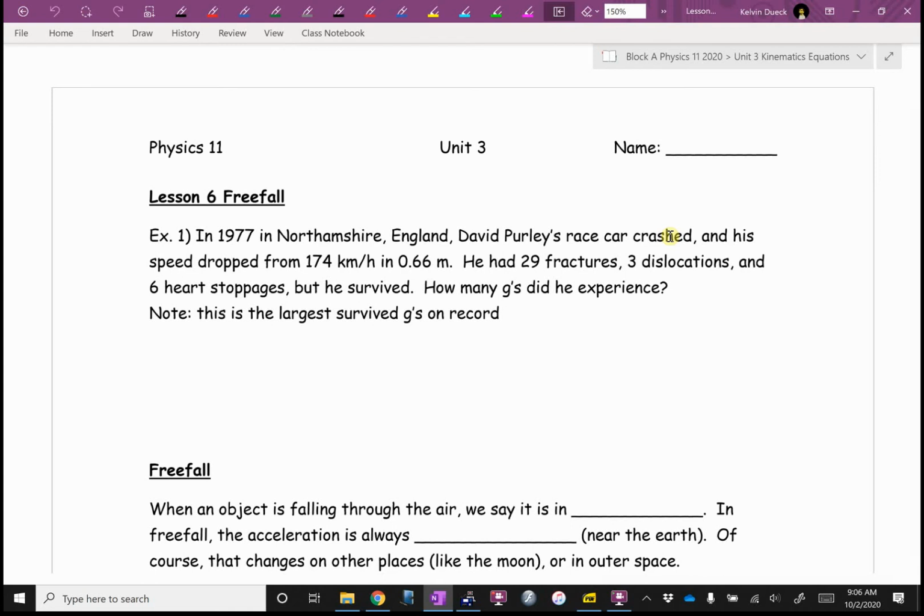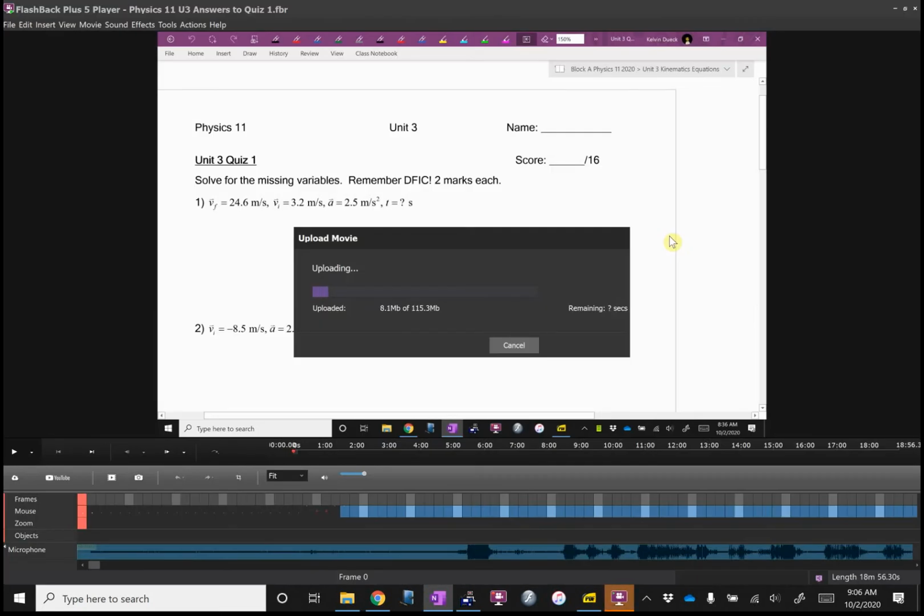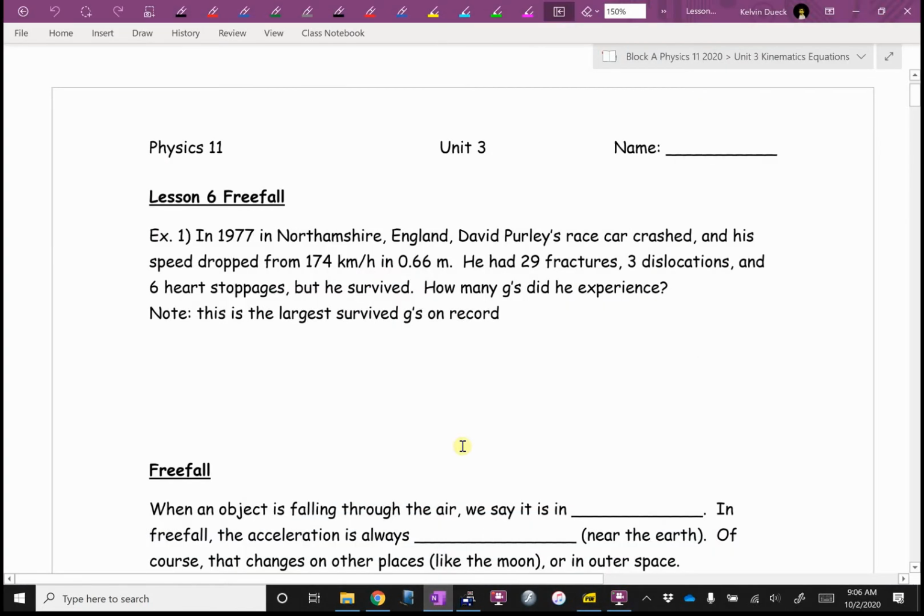Example 1. We talked last day about G's. We said that anything over 10 G's, you're probably breaking a bone. Anything over 25 G's is usually fatal, although there's a wide range because we saw a video of Colonel John Stapp who handled 47 G's. And I think someone here asked me, so what's the biggest? This. In 1977, in Northamptonshire, England, David Purley's race car crashed, and his speed dropped from 174 kilometers per hour.